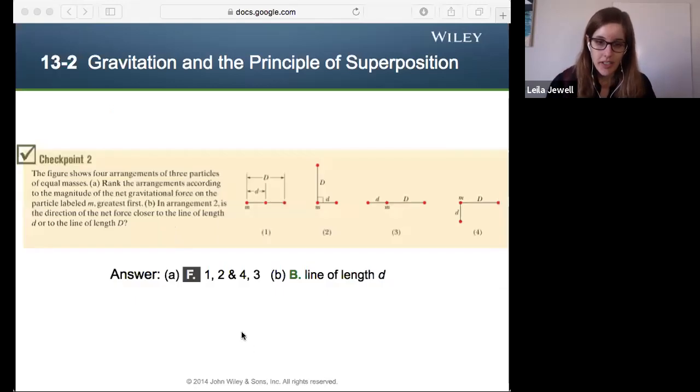So we see that it is in fact none of the above for the answer to part A, because 1 is the biggest, and then 2 and 4 are tied, 3 is the least. And then for part B, the net force is closer to that one, the particle that is closer to it, that line of length little d.